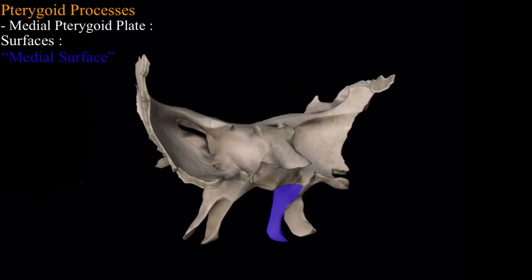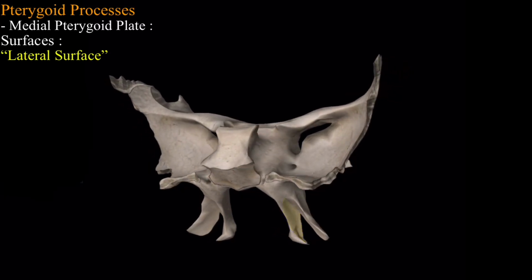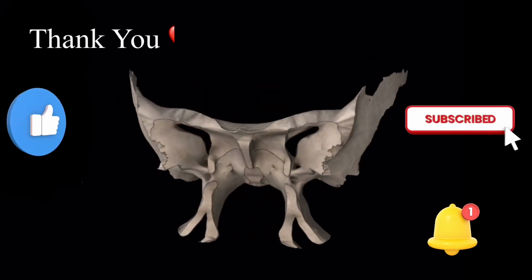Next is the medial surface of the medial pterygoid plate. This is the medial surface of the medial pterygoid plate. The lateral surface of the medial pterygoid plate. This is the lateral surface of the medial pterygoid plate. That's all about the sphenoid bone.